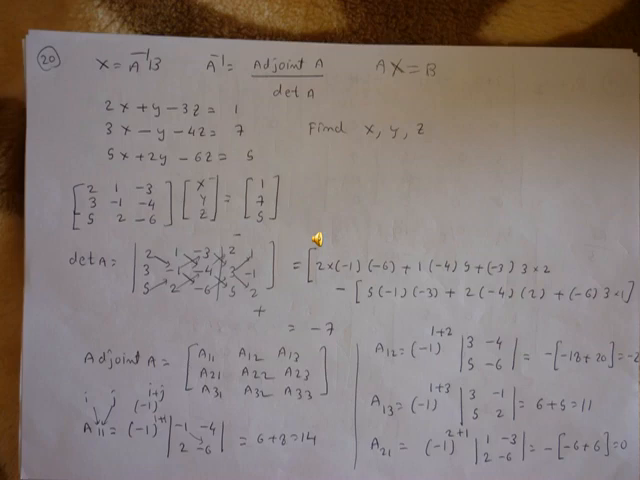And then we write down the equation X is equal to A inverse B. So this is 1 divided by determinant A, multiplied by adjoint A, multiplied by B. So 1 divided by minus 7, and the adjoint A is a matrix of 14, minus 6, minus 7, minus 2, 3, minus 1, 11, minus 1, 5, and the B matrix is 1, 3, 5. So that we have to write down.